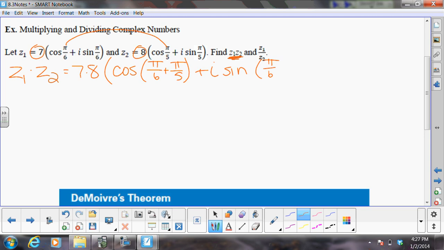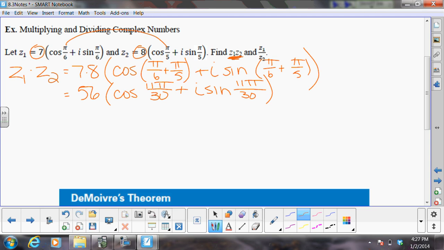Pi over 6 plus pi over 5. Well, if you multiply 7 times 8, you get 58. You do not. That's just kidding. You get 56, not 58. Pi over 6 plus pi over 5 ends up coming out to be, once you get common denominators and add numerators, 11 pi over 30. And there we go, multiplied together.